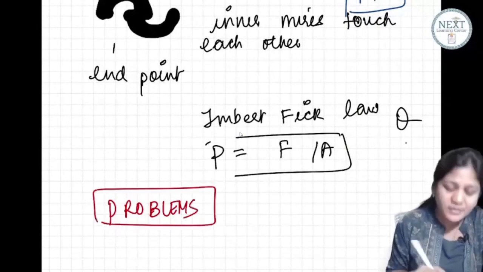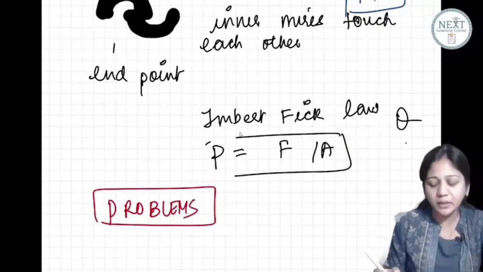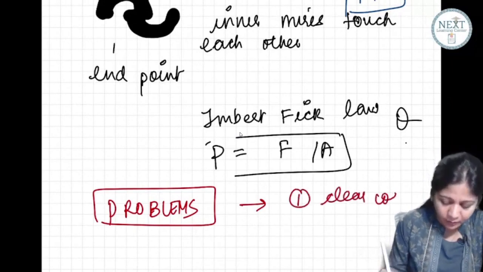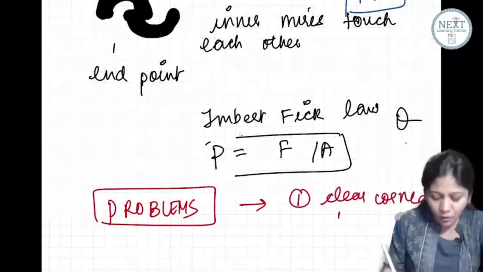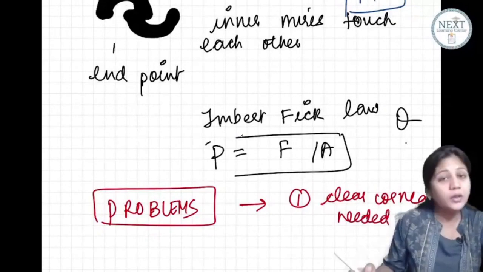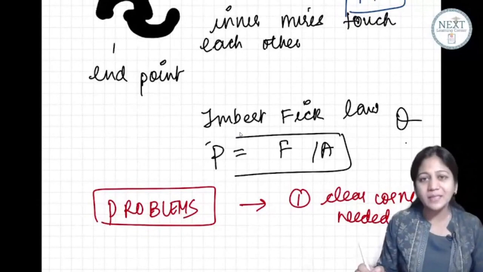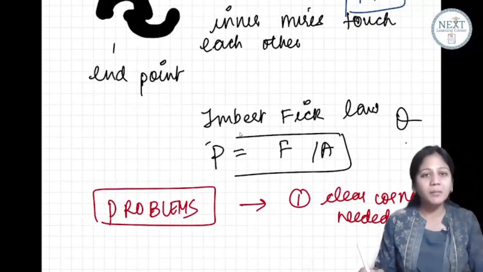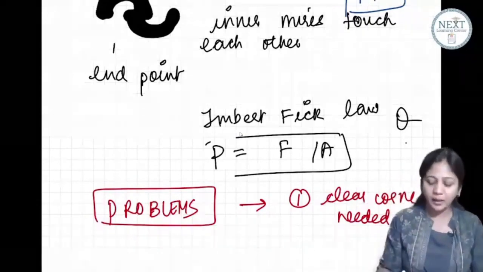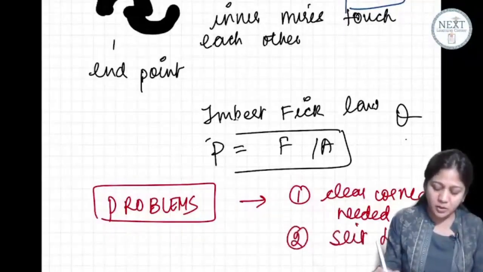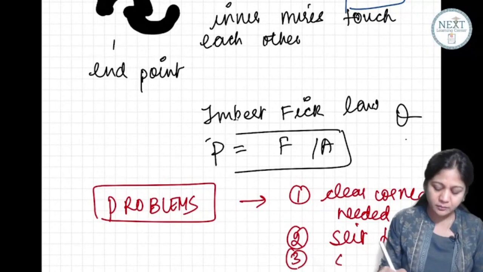Though this is the gold standard tonometer, there are certain problems with this. What are the problems? First of all, you need a clear cornea. If your cornea is not clear, then you will not be able to see anything on the cornea. If there is opacity in the cornea, will you see the mires in the cornea? No, you will not see them, right? What else? You require a slit lamp. The patient should be in a sitting position.